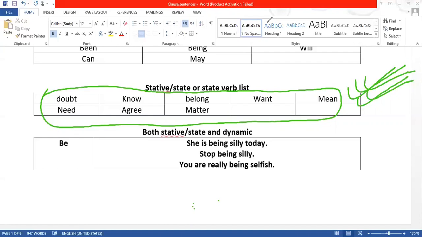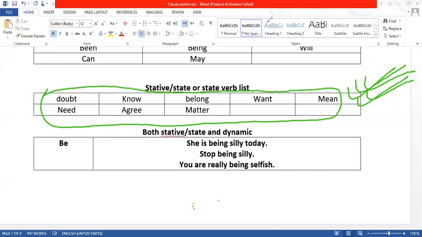Now, this word doubt, we do not use it in a continuous tense. Or for example, I'm knowing. Know is included in state verbs because you cannot use it in a continuous tense. So I know him, but you cannot say I'm knowing him. That will give you a different meaning when you use it in a continuous tense. Like, I've never heard this want verb in a continuous tense.